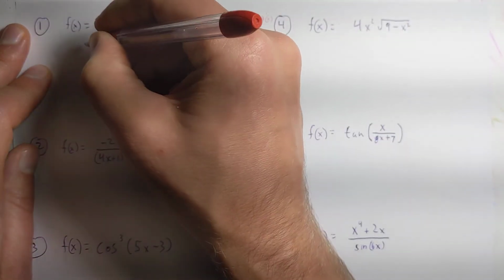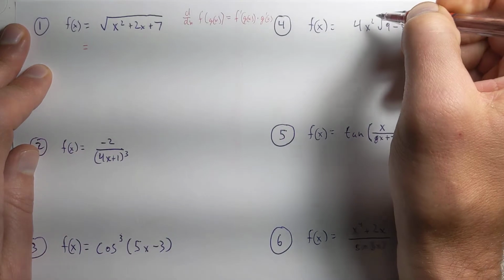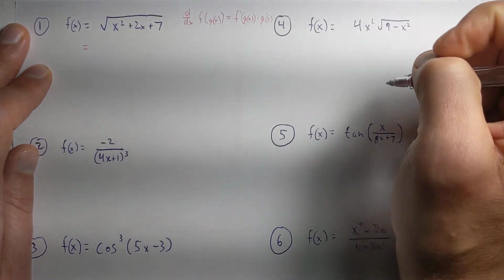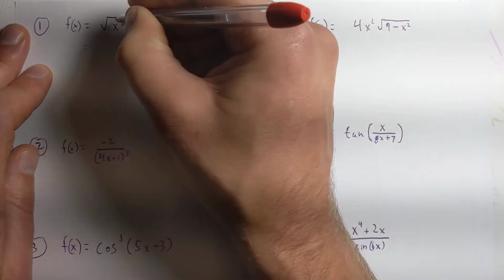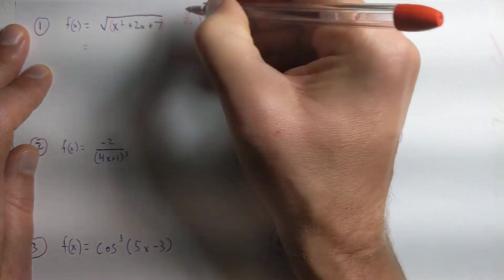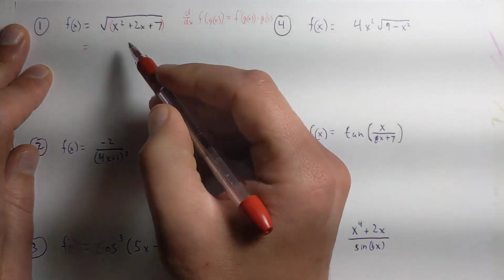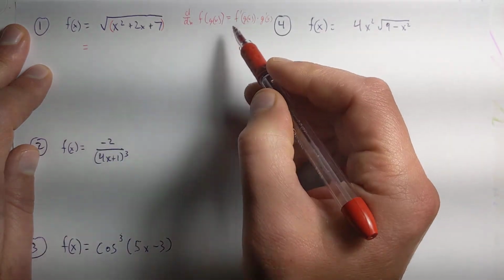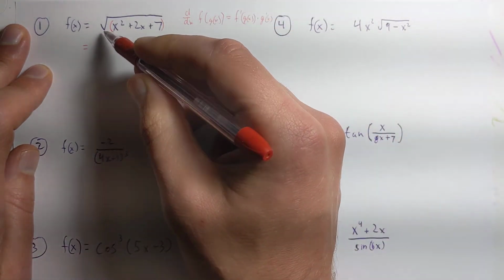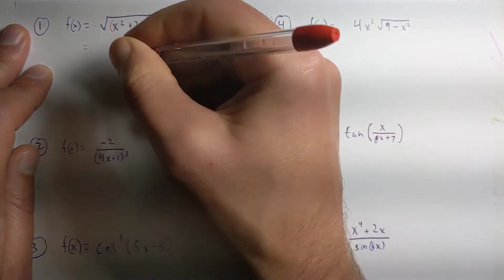So on this one right here, let's start off with identifying what's the outside function and what's the inside function. It often helps to think about where the parentheses are. Whatever's the inside function is what's in the parentheses. That's the g of x. The outside function here is the square root.